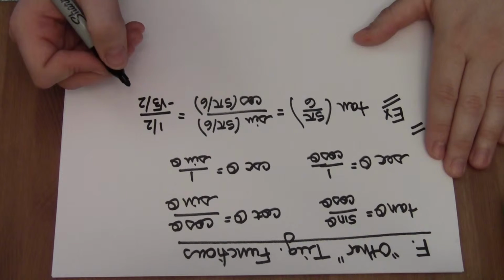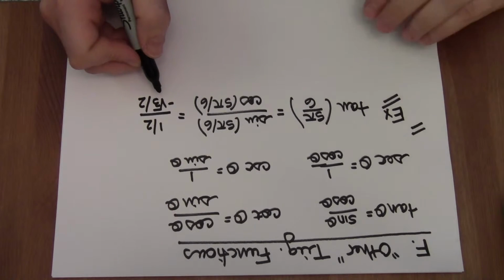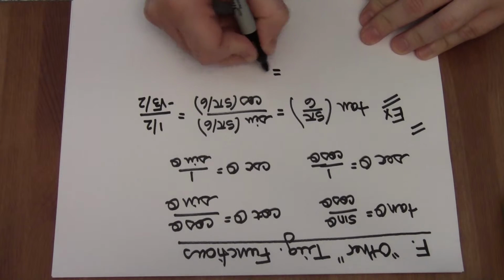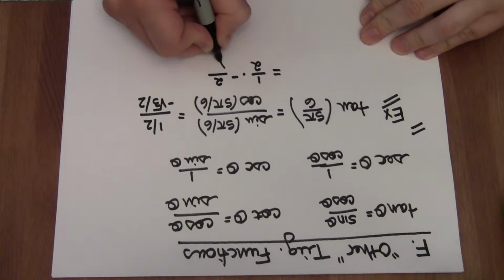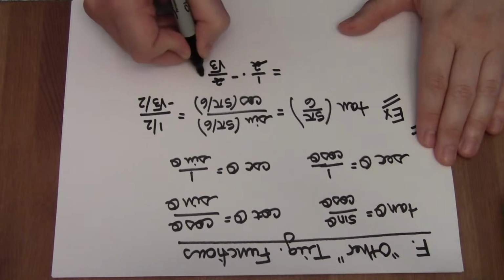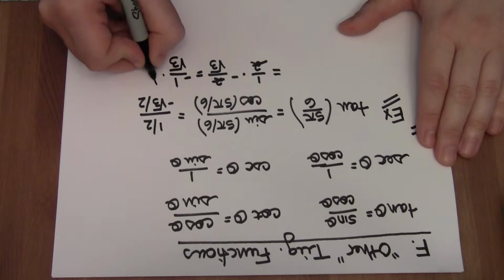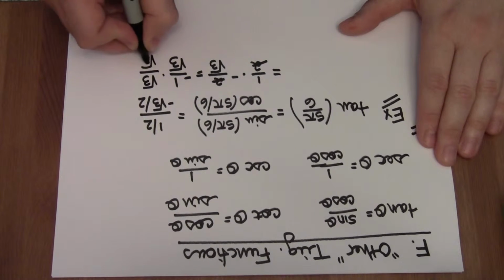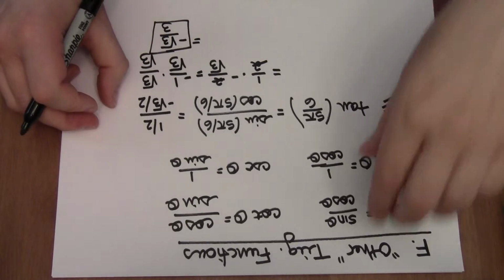And I have a little bit of work to do to simplify this, because I don't want to leave fractions inside fractions, and I also don't want to leave roots in my denominator. This is 1/2 times negative 2 over root 3. To divide, we're going to multiply by the reciprocal. I can cancel my 2's, and I can get negative 1 over root 3. Rationalize your denominator, and we get negative root 3 over 3 for the tangent of 5 pi over 6.